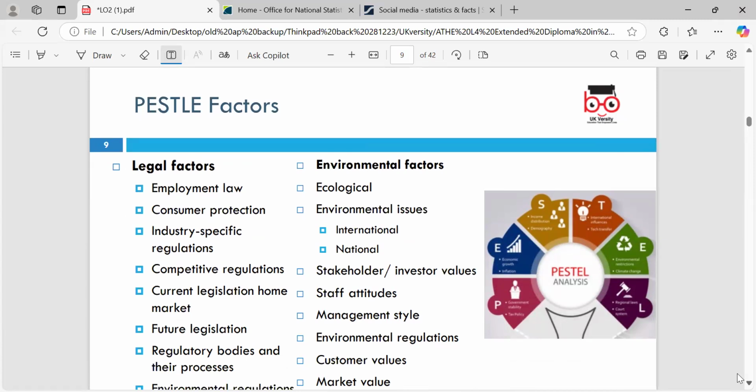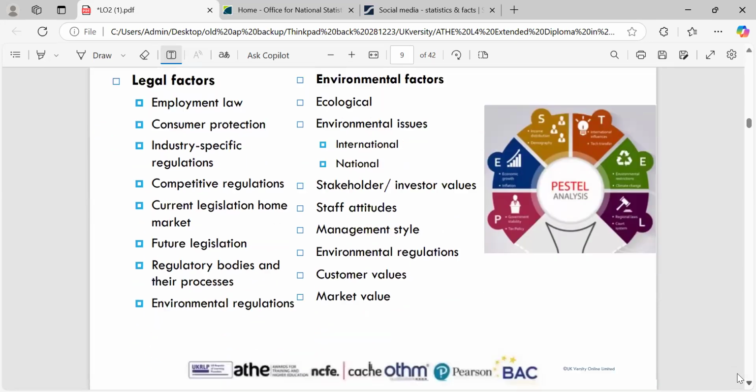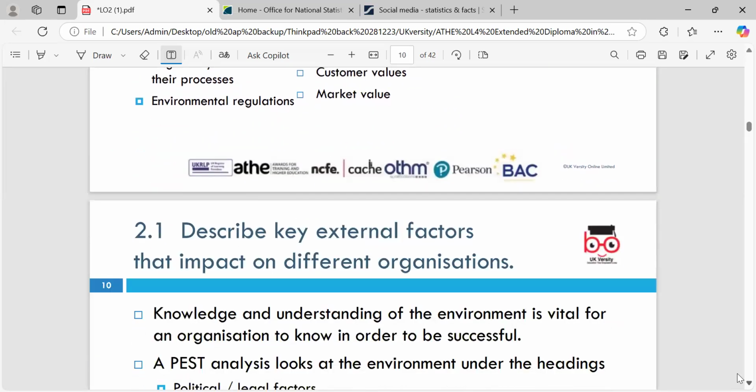as an employer. Consumer protection: the Consumer Act of 1979, goods need to be fit for the purpose, and the Consumer Protection Act 2015, and the Competition Act. So we have to look at these legislations. Okay, competitive legislation, current legislation, home market, future legislation. There is plenty of legislation which we can look at. Environmental factor: ecological, environmental, national stakeholders, attitudes towards that, which we need to explore further.